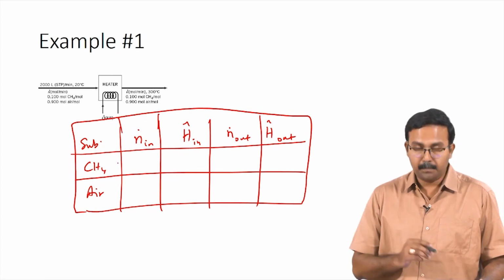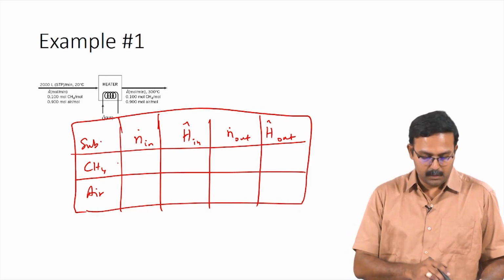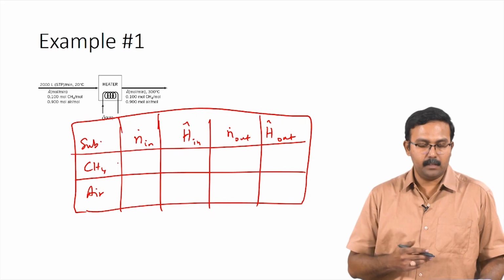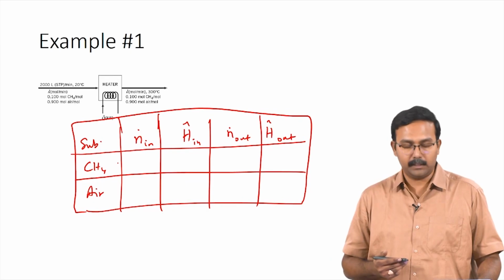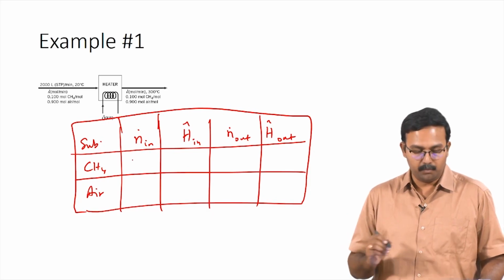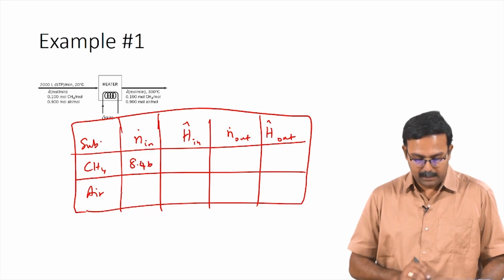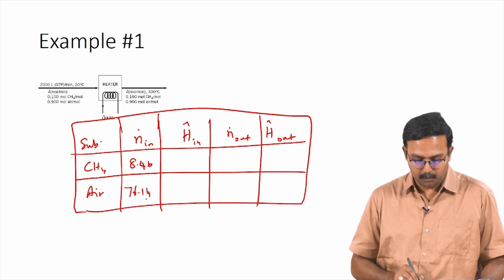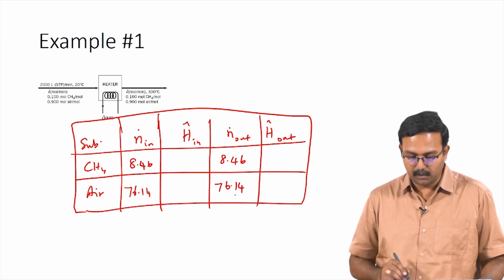We know that 10% of the mixture entering is methane. This is the mole fraction. The value given is by volume, which would mean that it is also proportional to the mole fraction. Because of this, we can calculate the number of moles of methane coming in as 10% of the total number of moles which is entering. So, this value would be 8.46 moles and air would be 76.14 moles. The outlet condition would also be the same, with 8.46 moles of methane and 76.14 moles of air leaving the system.